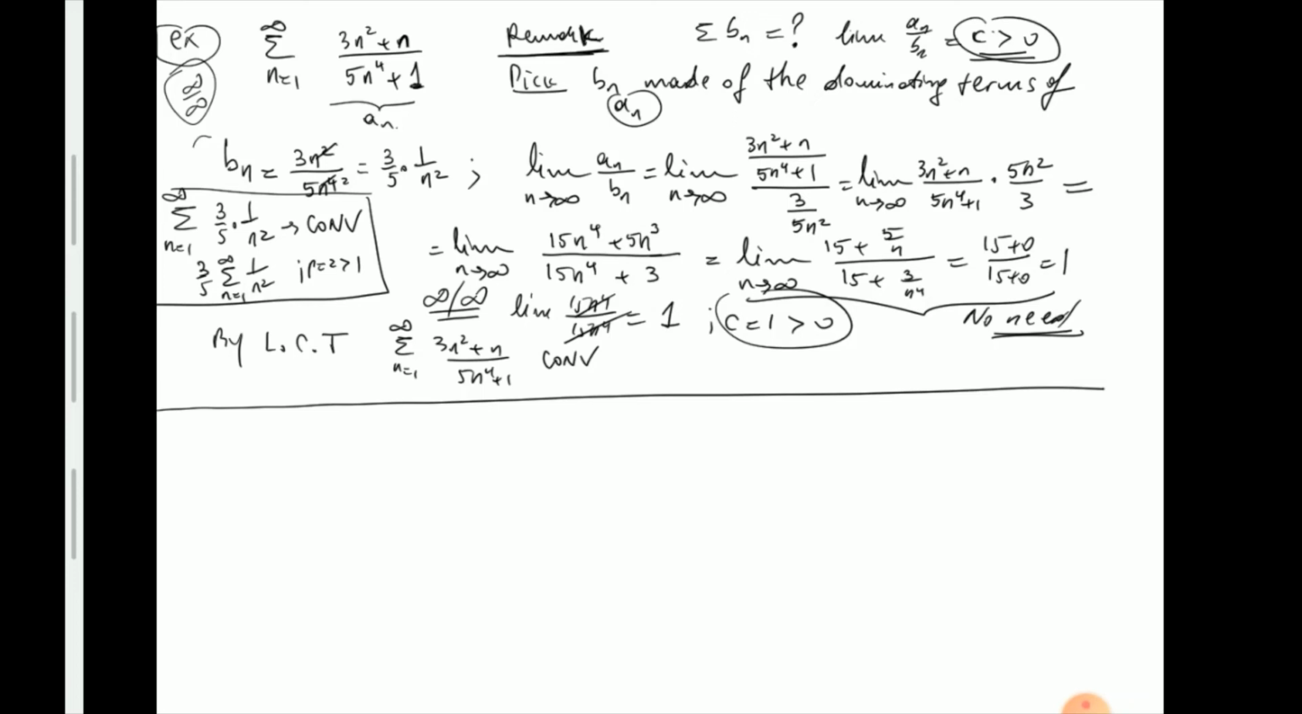So let's do another similar example. So suppose I have the summation from 1 to infinity.